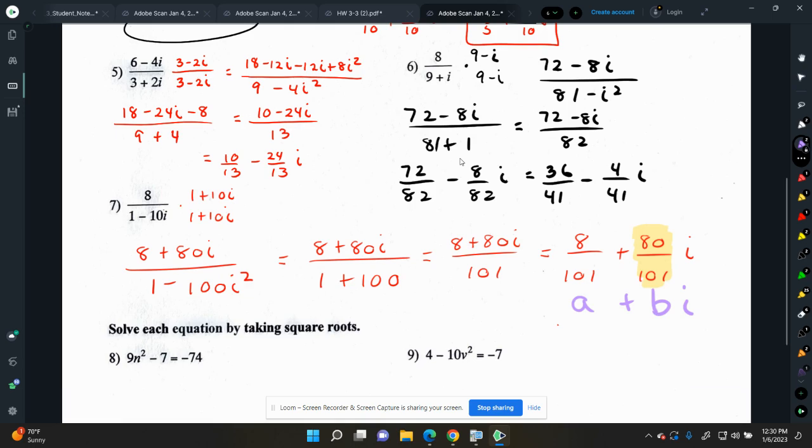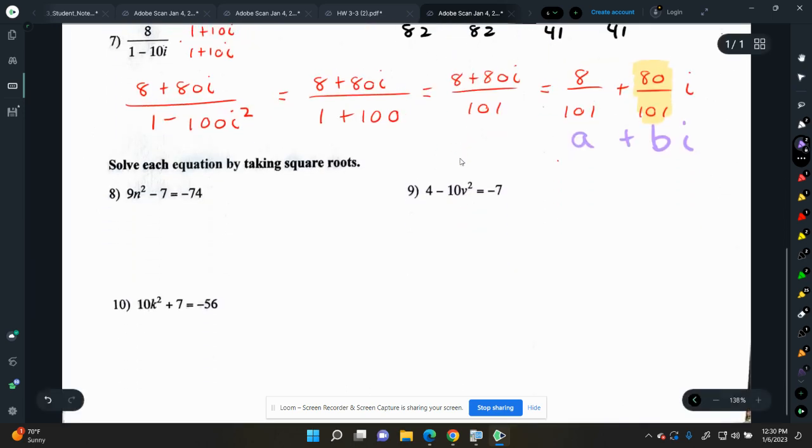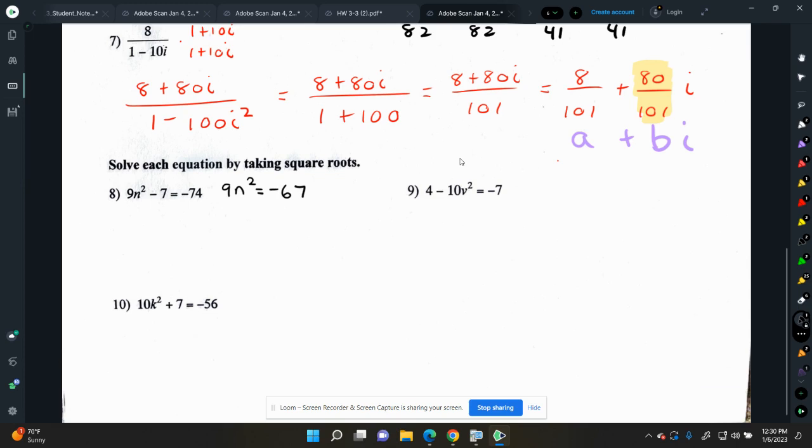Okay, let's go down to solving the problem. Some of these were a little challenging. So here we're going to add 7 to both sides. So I've got 9n squared equals negative 67. So then we're going to divide by 9. So we get n squared equals negative 67 divided by 9. And then we're going to take the square root of both sides. So n equals plus or minus the square root of negative 67 over 9.